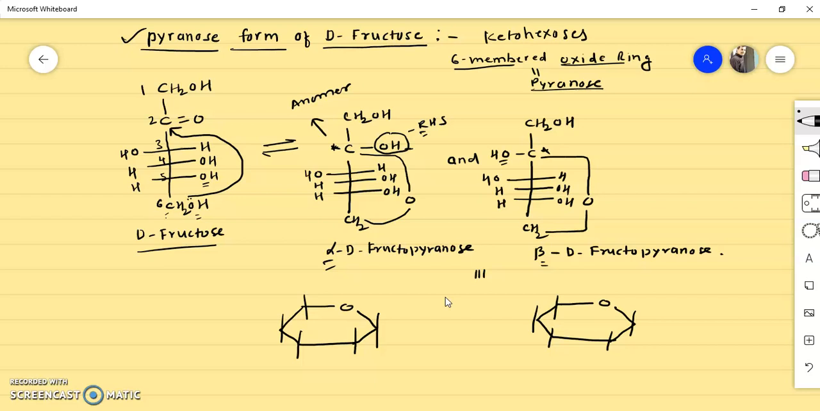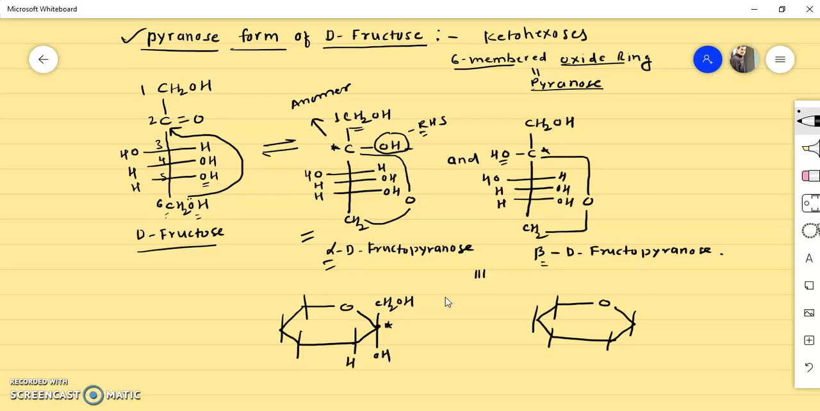Now from the Fischer projection, we will draw the groups in the Haworth form. You know that the groups which are on the right hand side of the Fischer projection, you have to draw below the plane of the Haworth ring. So we start from here. There is carbon number 1, this is CH2OH, so this group will be at this position. Then this carbon will be the anomeric carbon. I will draw it like this, and this hydroxy group will be on the right hand side, so it will be down the plane.